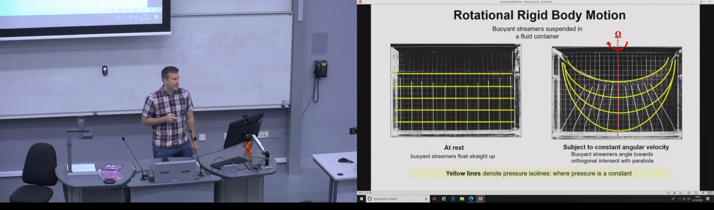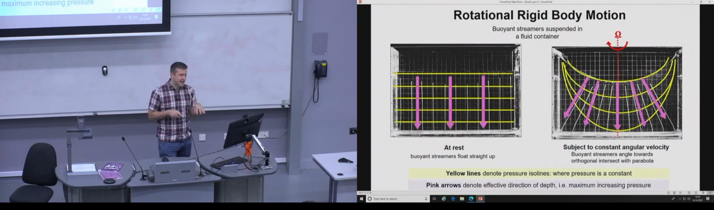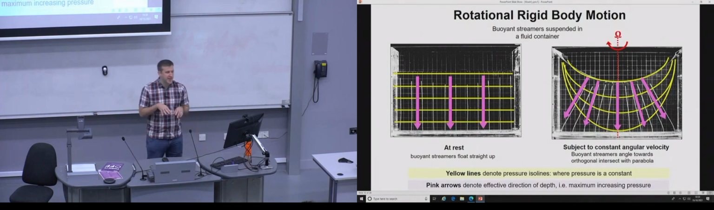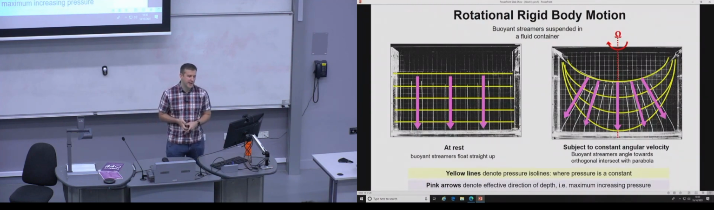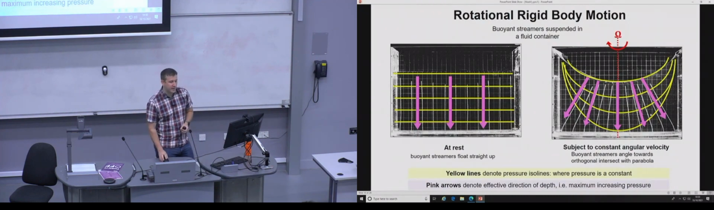And you have, again, the pink lines representing the lines of effective depth, maximum increasing pressure. And you can see that they're no longer parallel, they're flaring out towards the corners. They're effectively always orthogonal to the individual pressure iso lines.